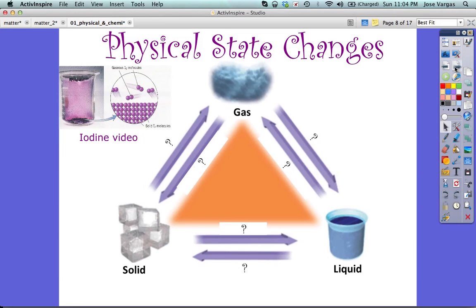So we talk about the phase changes. They're all physical. And just as a review, going from solid to liquid is called melting. Going from liquid to solid is freezing. Liquid to gas, when it's really hot, we call it vaporization. When going from gas to liquid, condensation.